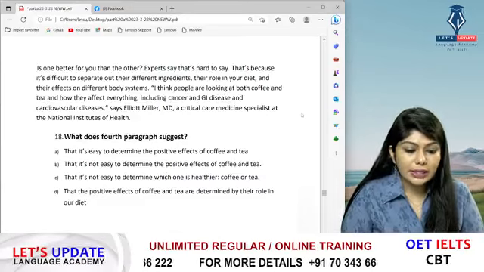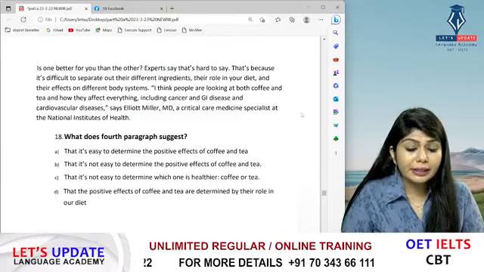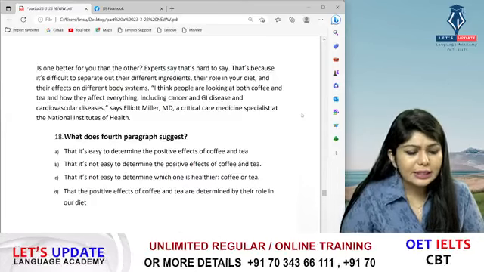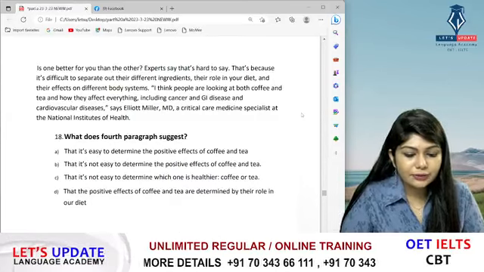Moving towards the question: what does the fourth paragraph suggest? The options are, A, that it's easy to determine the positive effects of coffee and tea.